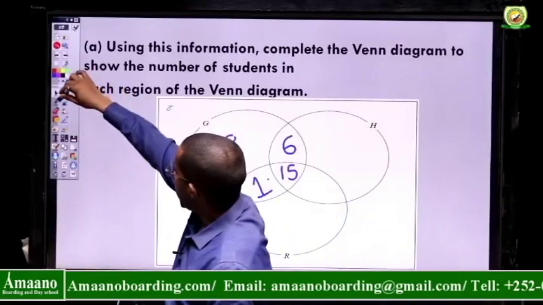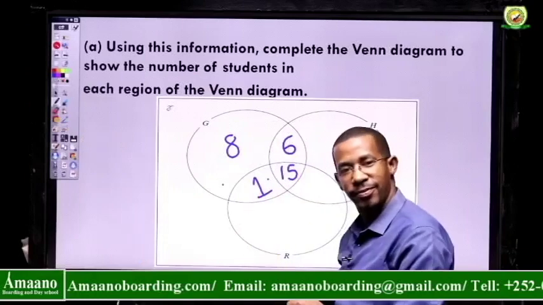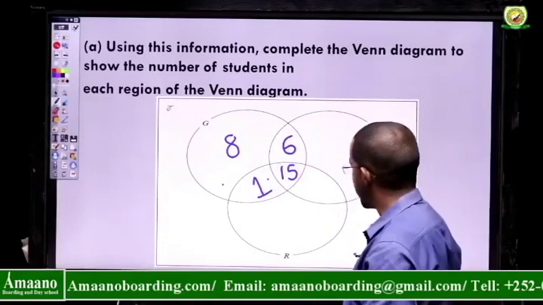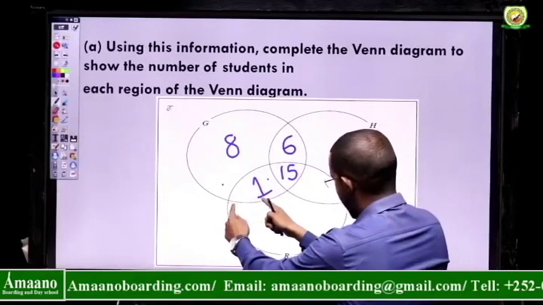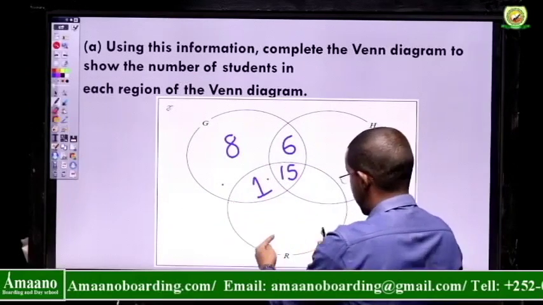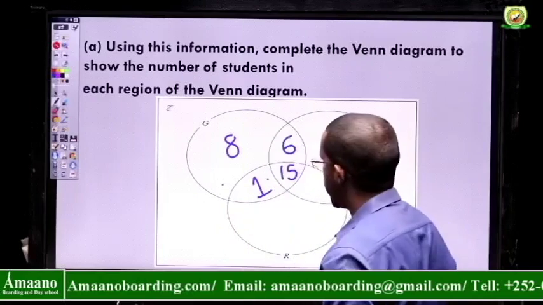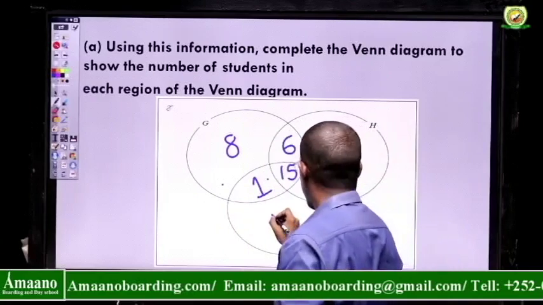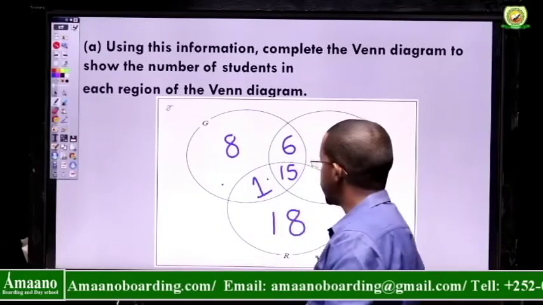Now in this ring, we are told 18 study only religious studies. So it's this part here where students study only religious studies, and I can put here the 18.